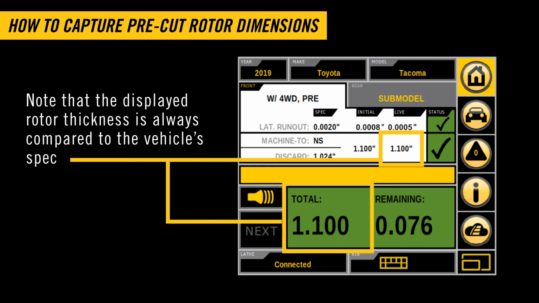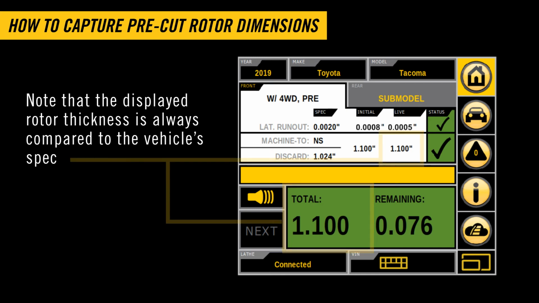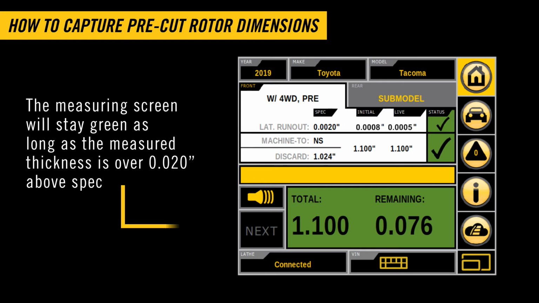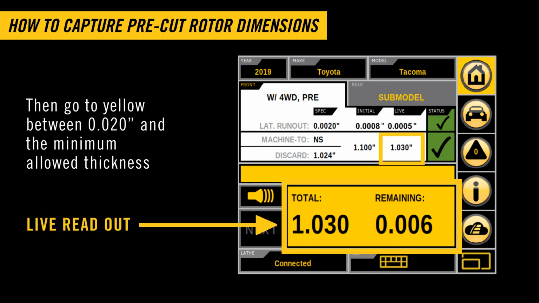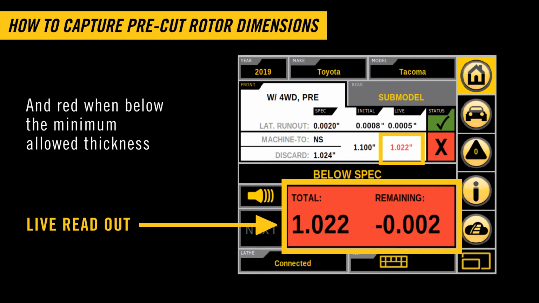Note that the displayed rotor thickness is always compared to the vehicle's spec. The measuring screen will stay green as long as the measured thickness is over 20/1000ths of an inch above spec, and then go to yellow between 20/1000ths of an inch and the minimum allowable thickness, and then red when below the minimum allowed thickness.